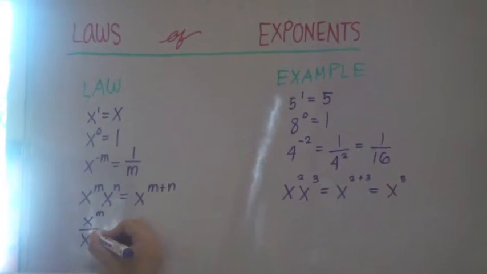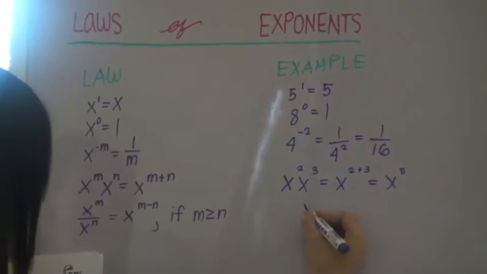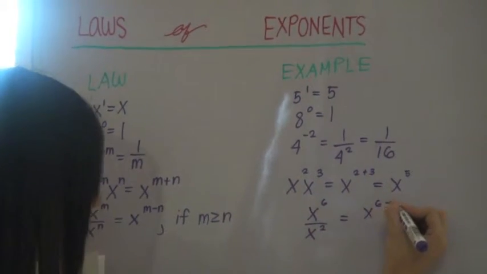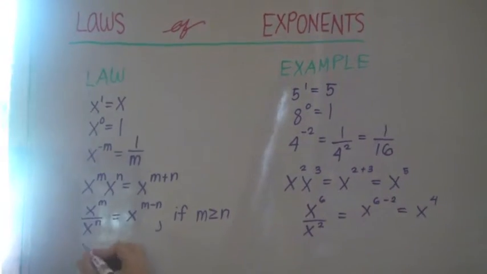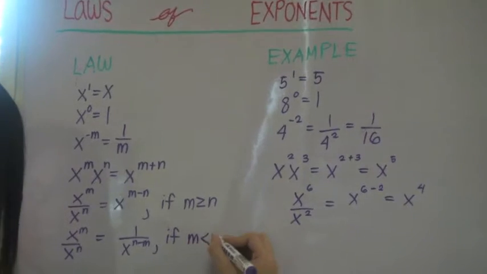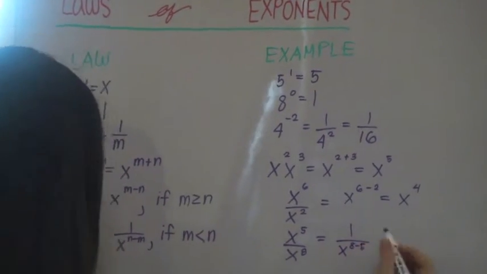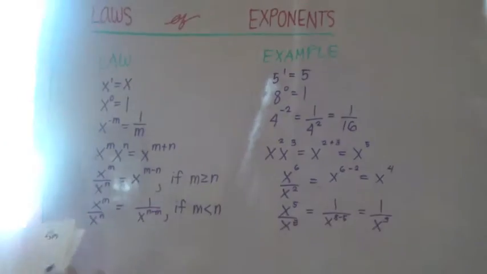If you have a fraction where m is greater than or equal to n, then your answer is the expression with the exponent m minus n. But then if in your fraction n is greater than m, then your answer is a fraction with the numerator of 1 and in the denominator, the expression with the exponent n minus m.